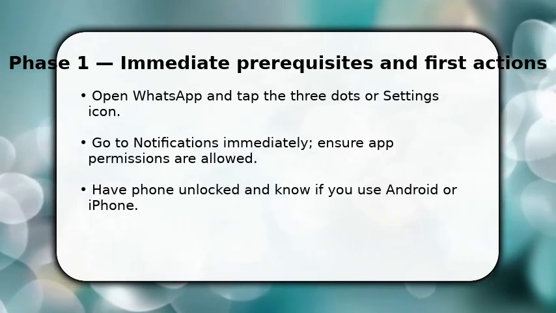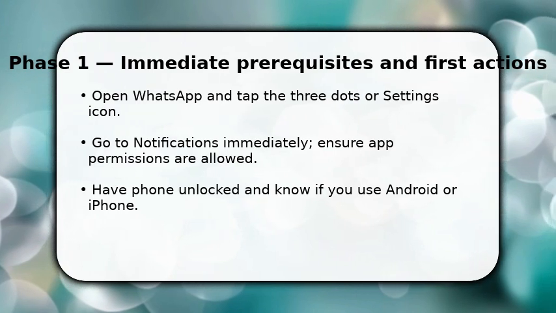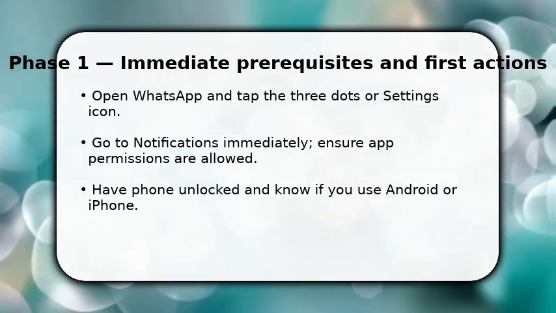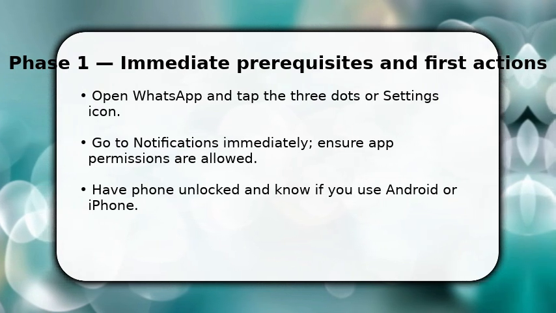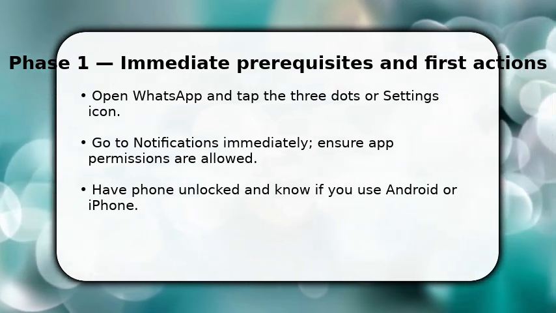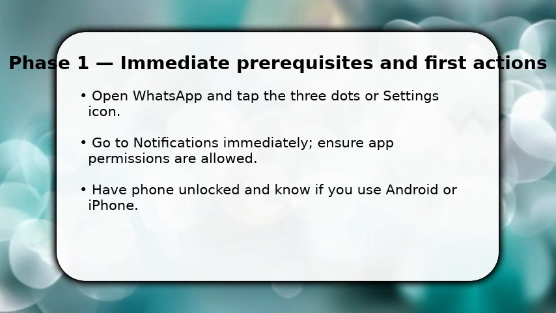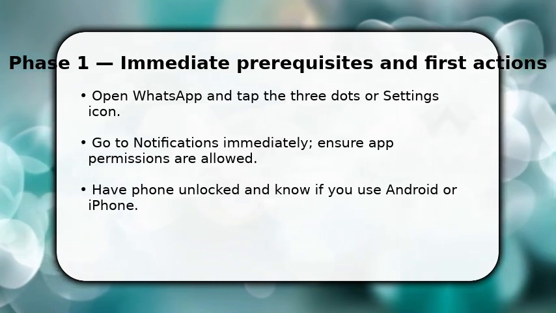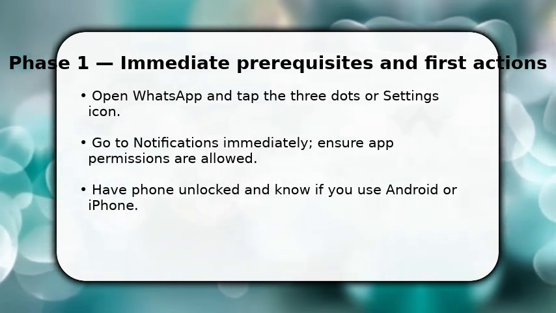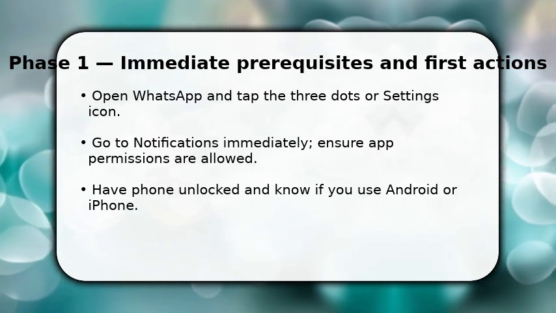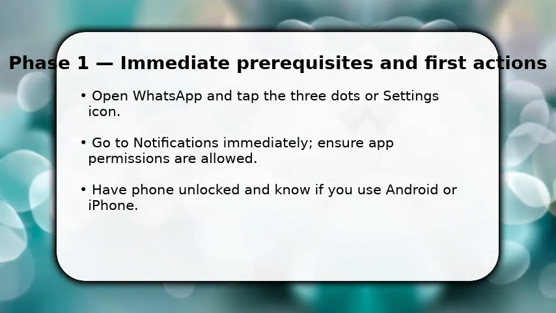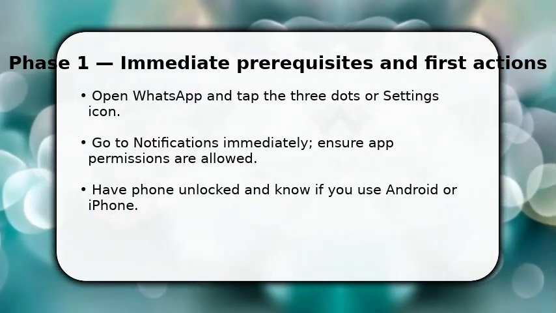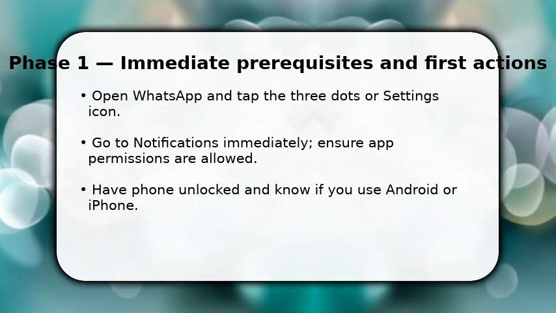You start now by opening WhatsApp and going straight to Settings. This saves time. Once inside, tap Notifications and Review Permissions so the app can actually mute alerts. Make sure your phone is unlocked and that you know whether you're on Android or iPhone because the next steps differ slightly. You're doing the essential setup and the first actionable step. Prepare the app and platform so the following changes take effect immediately.